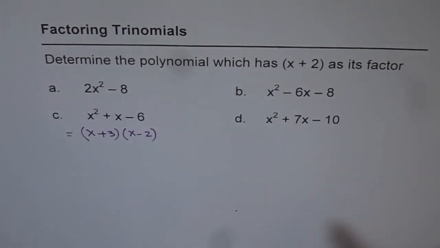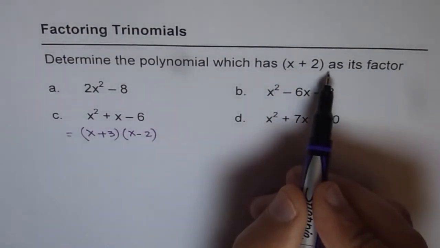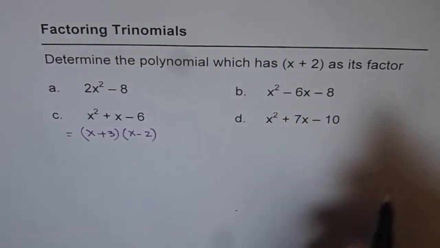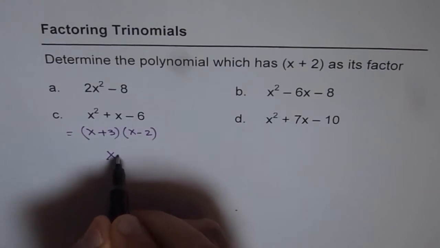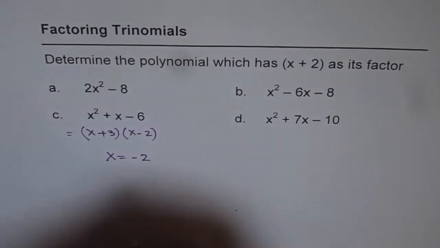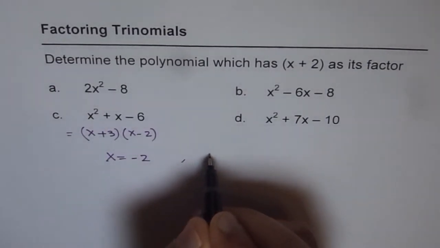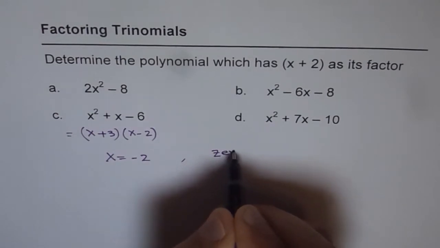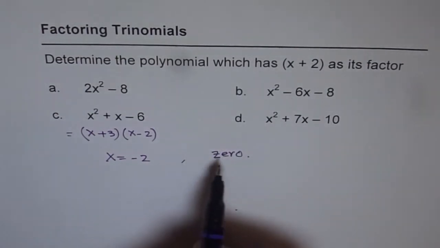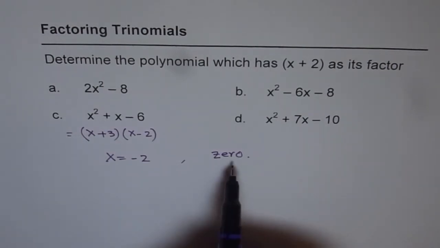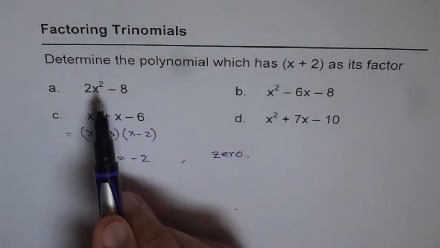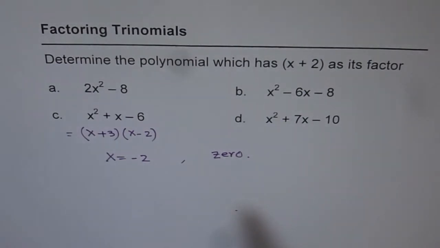The second way is, if x plus 2 is a factor of these polynomials, then what should be the value of the polynomial for x equals minus 2? It should be 0, right? It should equal 0. So we can use this property and then find the answer. So let's substitute minus 2 in our equation and see what we get.